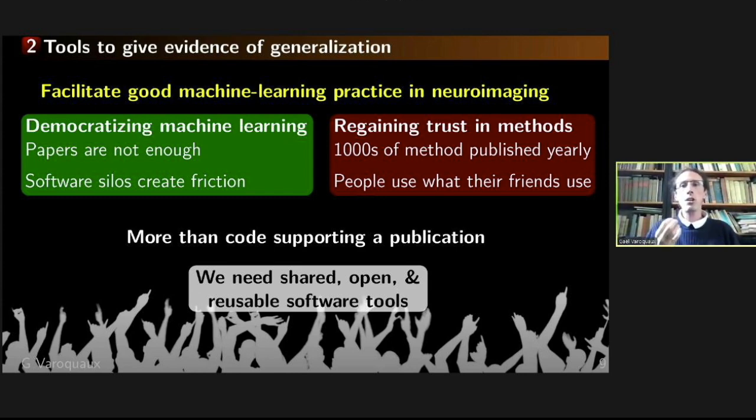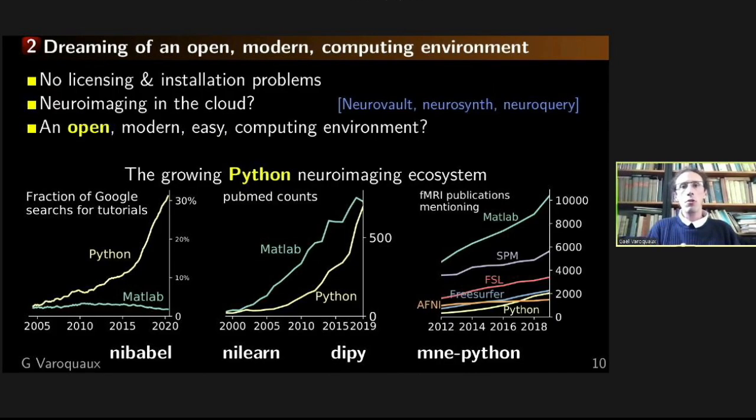We also need to regain trust in methods, the thousands of methods that are published yearly, and people actually use what their friend used. So we need more than code supporting a publication. We need shared, open, and reusable software tools. I dream of an open, modern computing environment with no licensing or installation problems that can be used in the cloud, for instance, to support neuroimaging tools such as NeuroVault, NeuroSynth, or NeuroQuery.